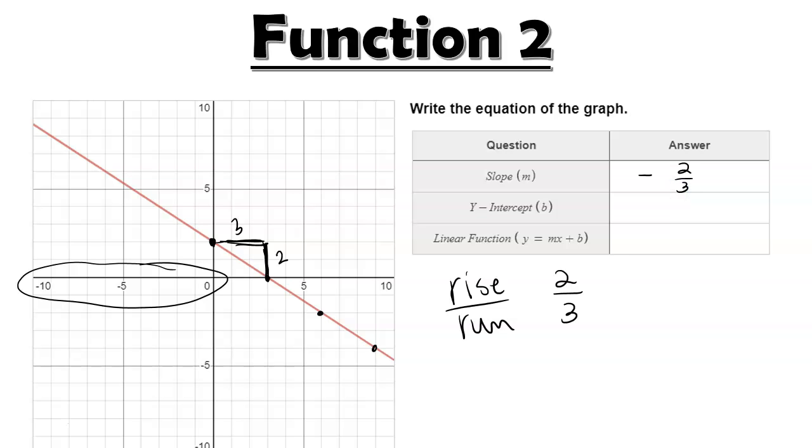All right, y-intercept, that's where we touch the y-axis. That's right here at +2. And then my equation is y equals -2/3 x plus 2. So again, I'm going to give you a moment to look over this in case you have any questions.